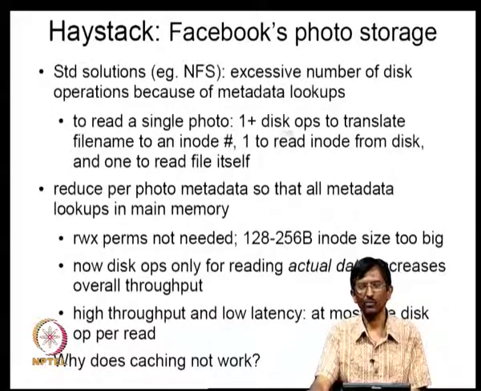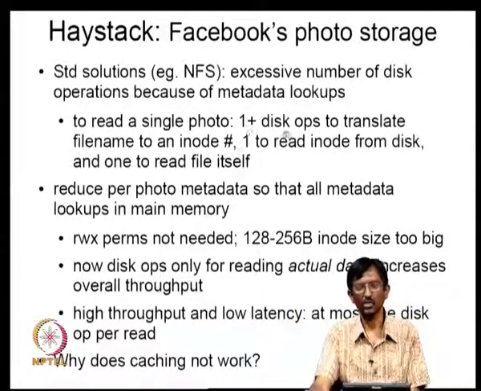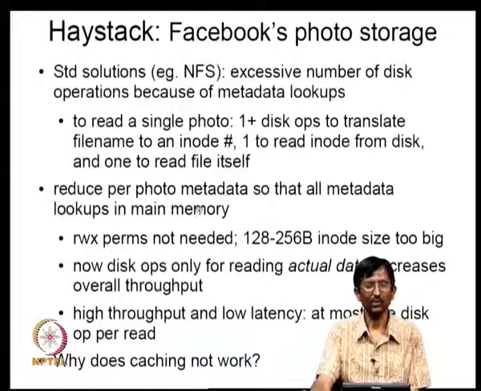You need 1 plus disk operation to translate the file name to an inode number, because finally NFS uses a backend file system somewhere. You have to read the inode and then read the file. This is required to look up the directory, then after the directory you have to look up the inode, and then you have to look up the file. So there are 3 things required. The basic idea here is to see if you can avoid multiple disk accesses. One example of it is to somehow reduce the amount of metadata.